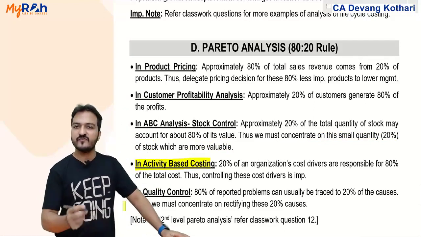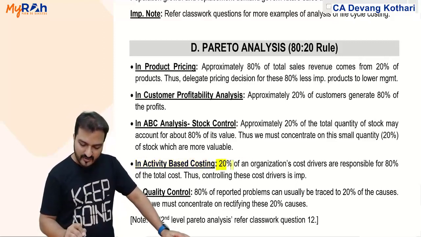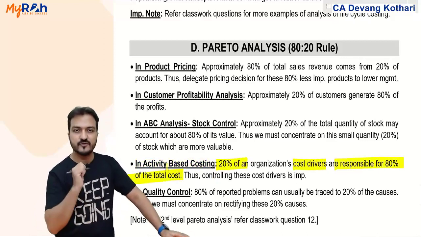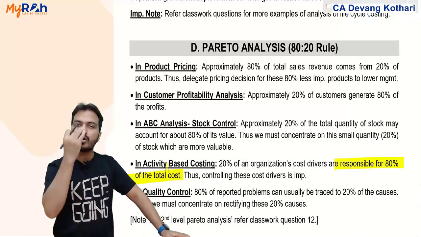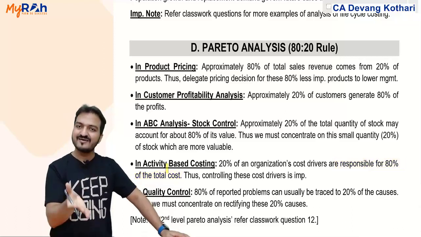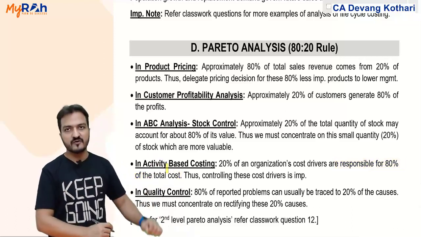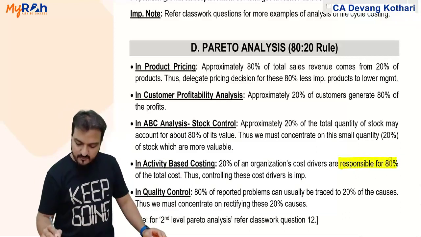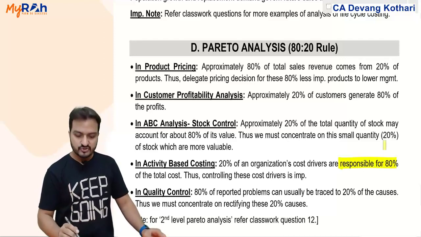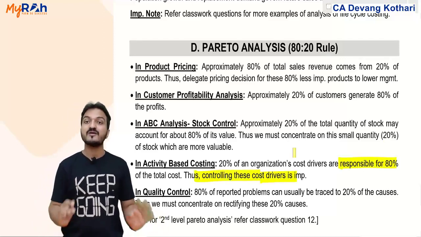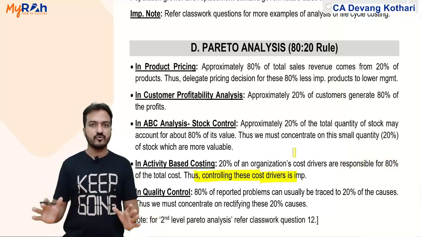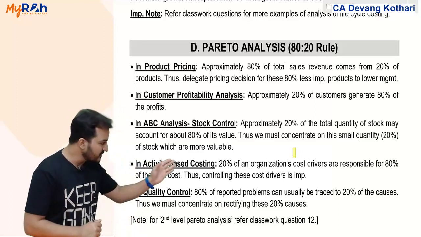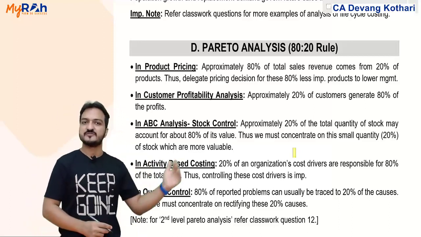You can apply that in activity based costing also, which says that 20% of my cost drivers are responsible for 80% of the total cost. So if you wish to do cost reduction, you focus on these cost drivers only. These are the cost drivers which are more important ones, responsible for 80% of the cost. So controlling these cost drivers is important. Rest of the cost drivers, don't control. Don't waste your time controlling the remaining cost drivers. Give your time to controlling these cost drivers because these are the most expensive ones.